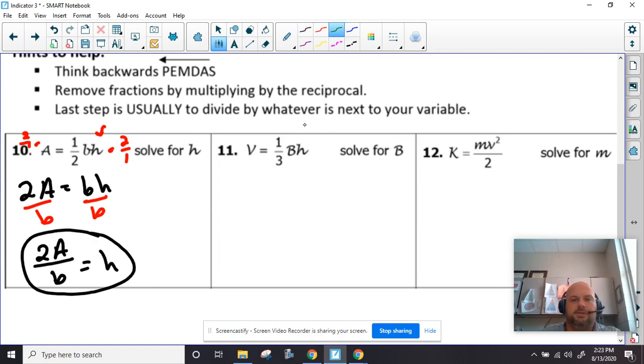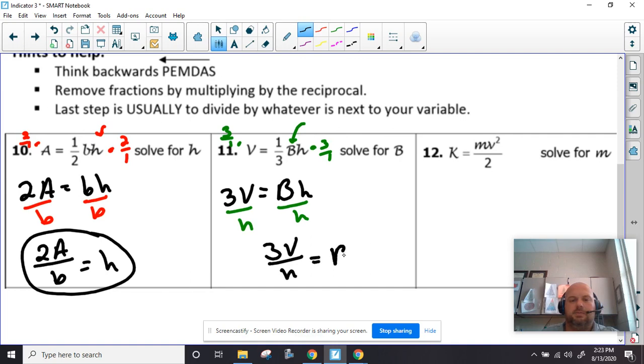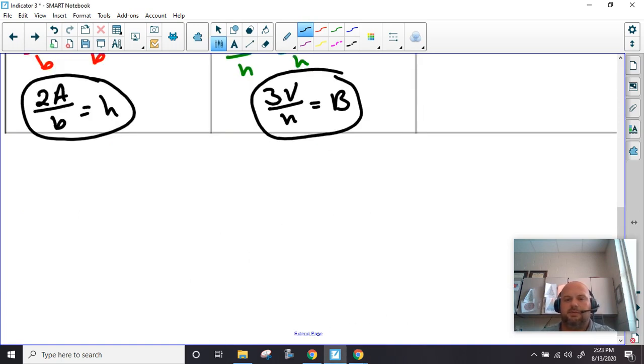All right. This one is b. That's what we're solving for, the big base. So I want to multiply by 3 over 1 to get rid of that fraction. So 3v equals big B times h. Got to divide by h. 3v over h equals big B. Now you could actually have the variable, what we're solving for, on the other side. I'm just trying to keep it simple. Believe it or not, I'm a simple-minded person. Because I even messed up my own joke.